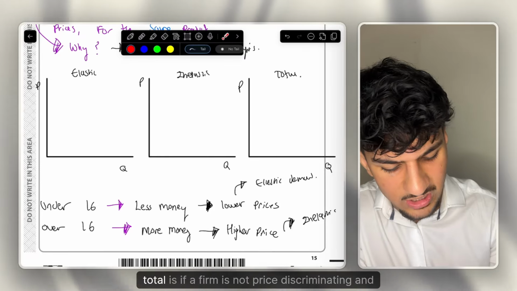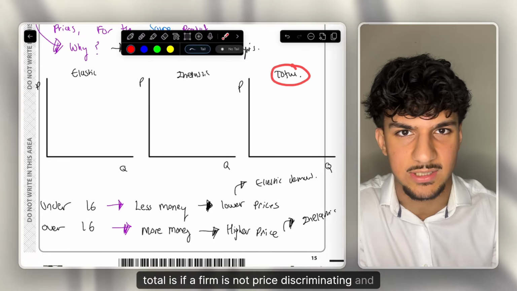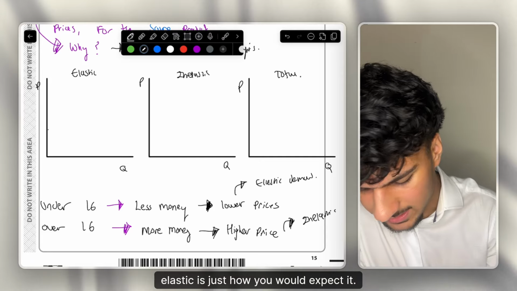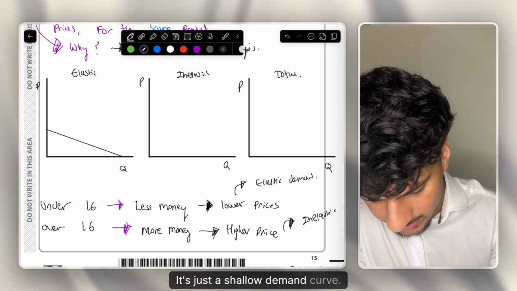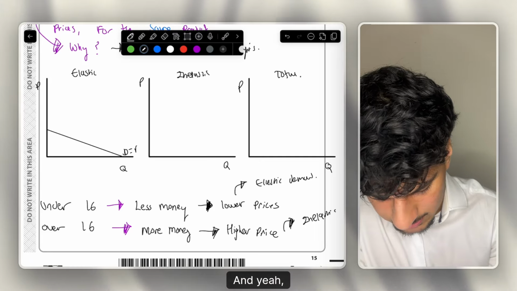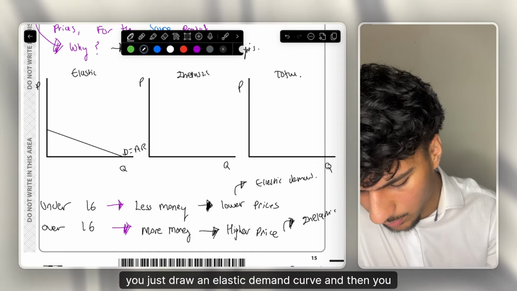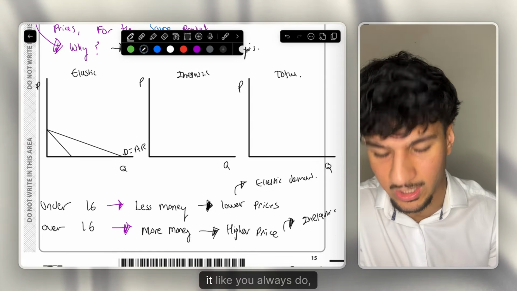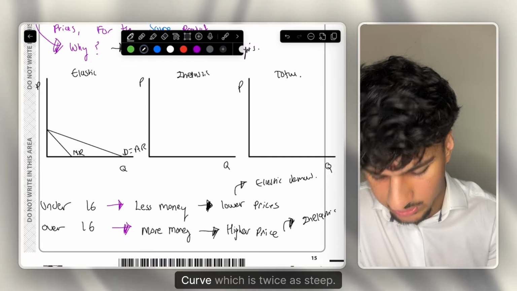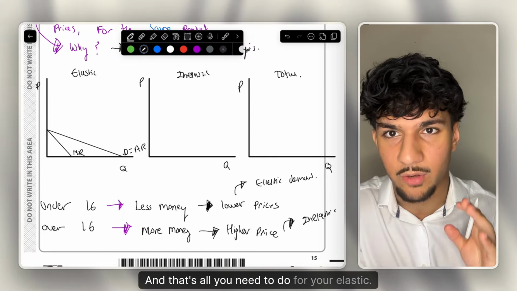And like I said, total is if a firm is not price discriminating. And elastic is just how you would expect it. It's just a shallow demand curve. I think that's how you describe it. And yeah, so D equals AR. So you just draw an elastic demand curve, and then you would draw, like you always do, an MR curve, which is twice as steep, and that's all you need to do for your elastic demand.